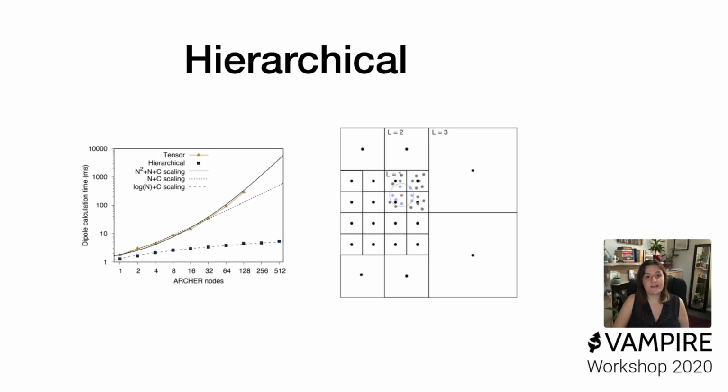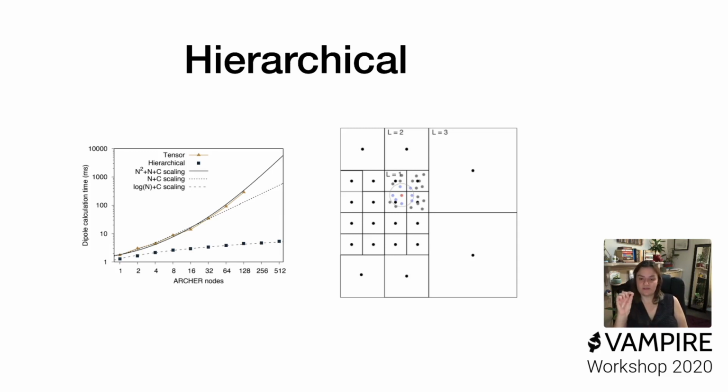Okay, so now I'm just going to briefly go through the other two implementations that will be released in the next release of Vampire. The next one is called the hierarchical model, and it's very similar to the tensor model in that if the atom is near it, you model it using an atomistic approach, and as you move away from the atom, you break the system up into macrocells. However, as you get further and further away, these macrocells get bigger and bigger. This is just shown in this diagram here.